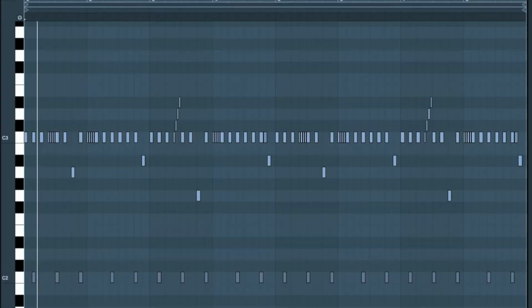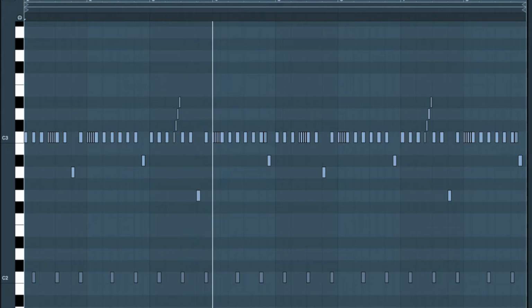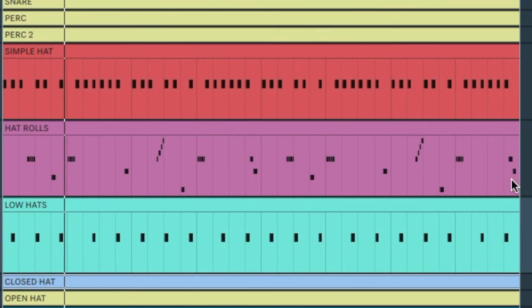So here's the original hi-hat pattern just by itself, just one hi-hat playing that pattern. And now here are those 3 hi-hats all working together. I think in the context of the beat, that just works a little bit better.